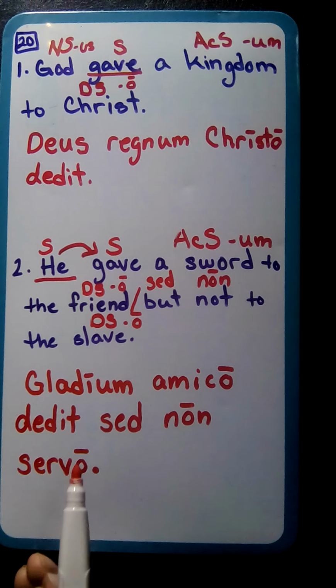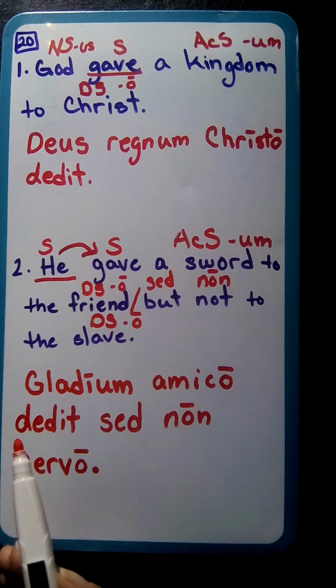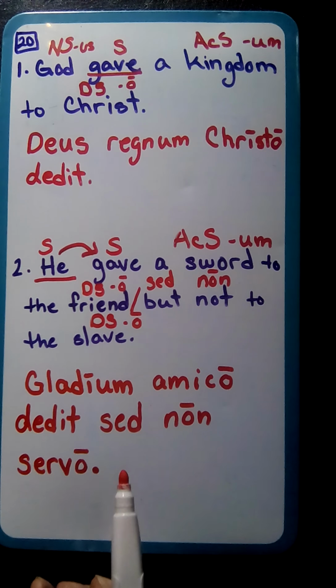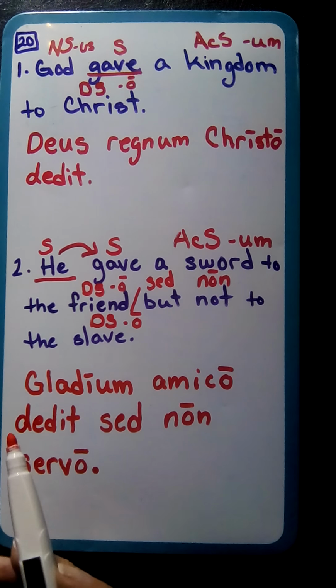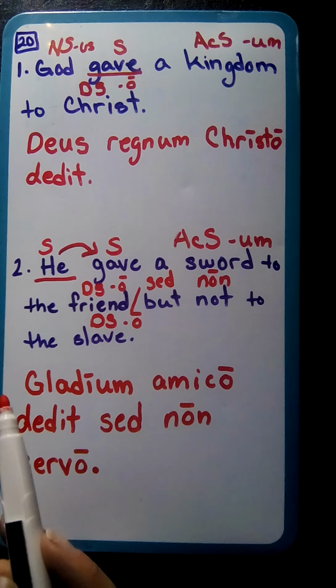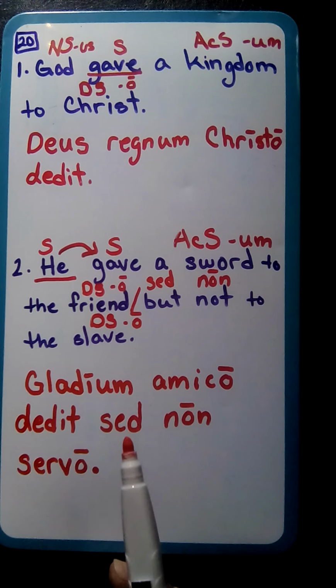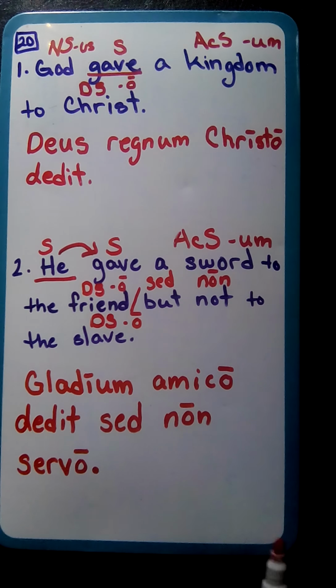So this is one example of, they said verbs generally stand last in the sentence. Well, our verb is up here. It's not quite at the end, but it is at the end of this complete thought up here before we have added on to our sentence with the but, not the slave.